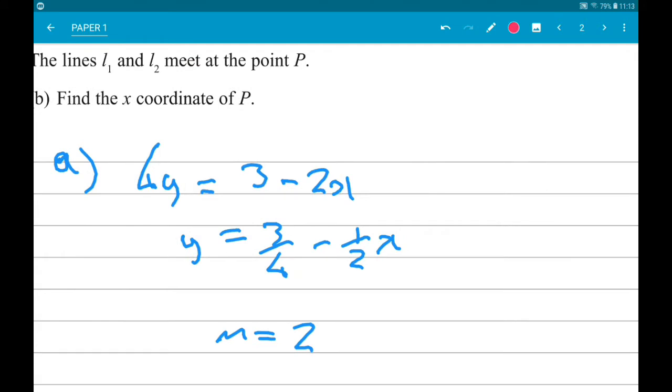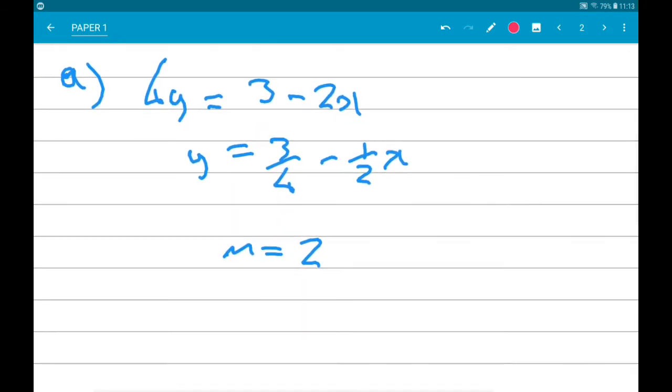Part B. The lines meet at point B. Find the x-coordinate of B. Okay, so where they meet, they are equal. So, we can say that 3/4 - 1/2 x is equal to 2x + 7.